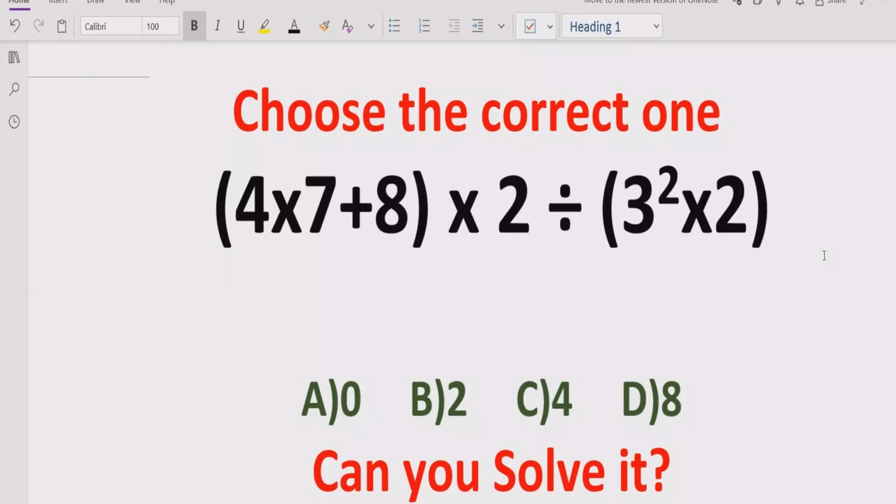Today we will solve another quiz which is related to arithmetic expression. The quiz contains the basic operations: plus, multiplication and division. So we have to solve this quiz using the PEMDAS and BODMAS method and find out the correct answer. In the answer list we have four answers. A is 0, B is 2, C is 4 and D is 8. So let's see after solving it which answer is correct.